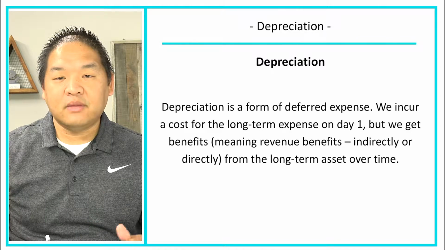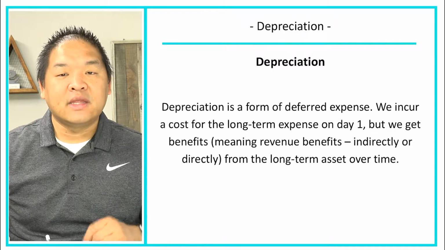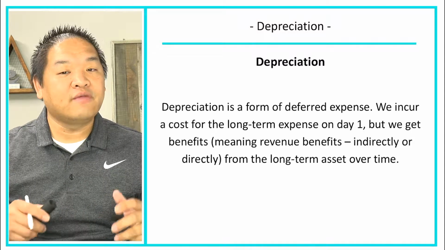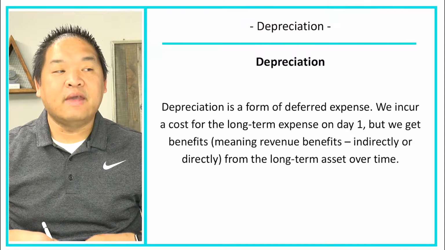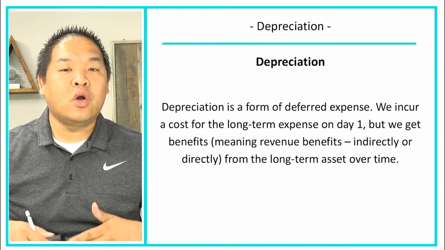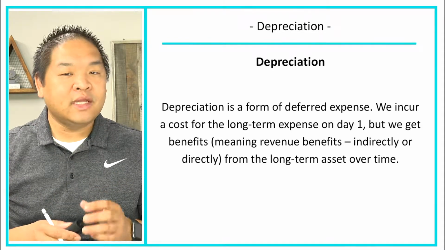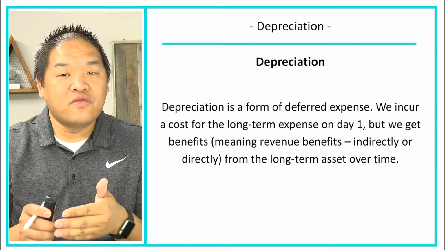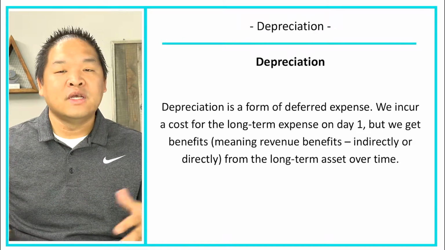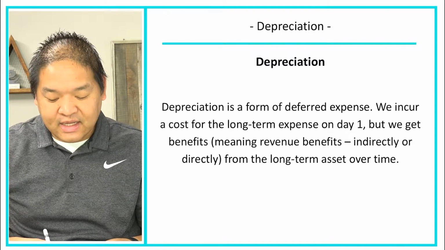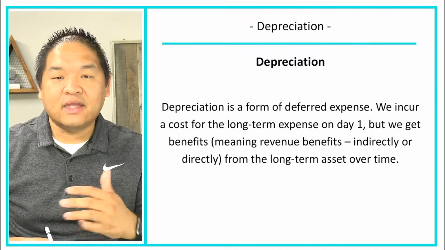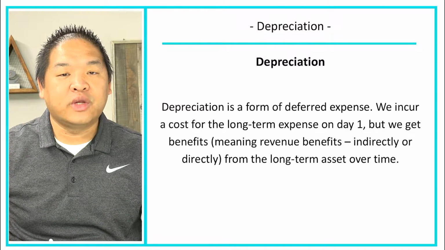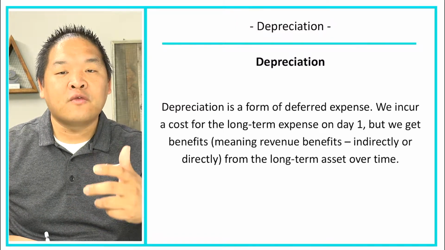If you know anything about the matching principle, it says that we match the expense to the revenue. Well, if the truck is going to generate revenue over 10 years, then we need to allocate the cost, the $70,000, over 10 years as well. So that's what this is basically saying: we have to allocate that cost over the period of time in which we are reaping the benefits from it.